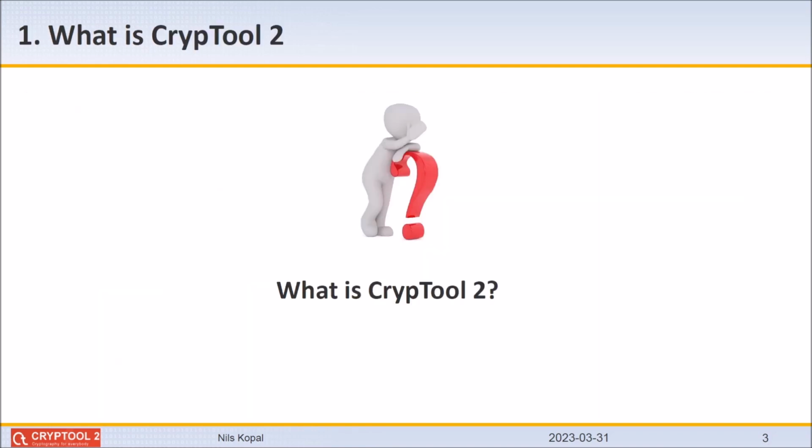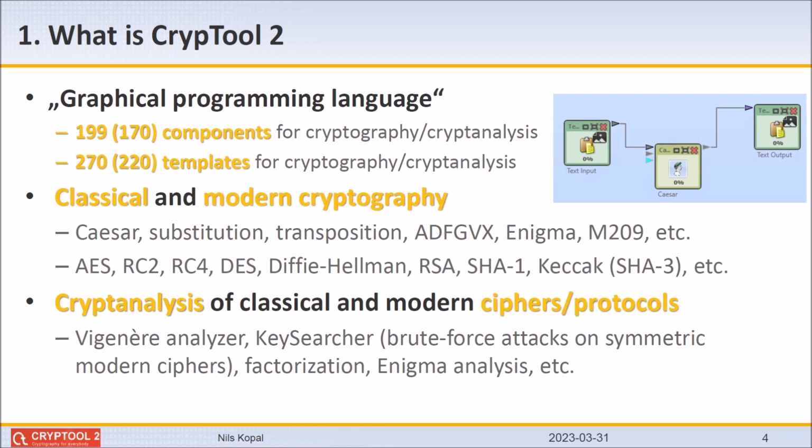What is CrypTool 2? CrypTool 2 implements a so-called graphical programming language, as you can see here on the right side. You can put components onto a workspace, like a text input component, a Caesar component, and a text output component. You can connect these components, and then the text entered in the text input is encrypted or decrypted using the Caesar component, and the result, a plain or ciphertext, is shown in the text output.